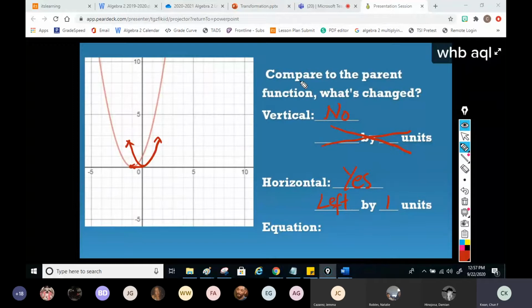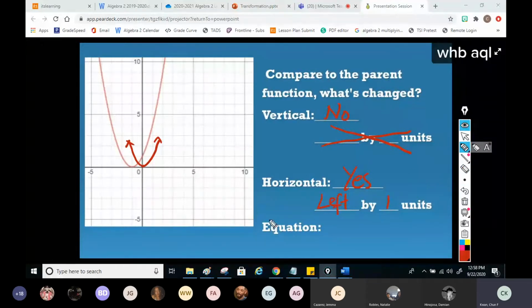Usually, I would tell you what are we comparing. So we have to compare with another graph in order to see the change. So if I don't say anything, that's going to be comparing to the parent function. Sometimes I want you to compare it with another graph, but for now, I want you guys to compare it with the parent function. So comparing with the parent function that starts at 0, 0, how has this changed? And it's been shifted to the left by 1 unit.